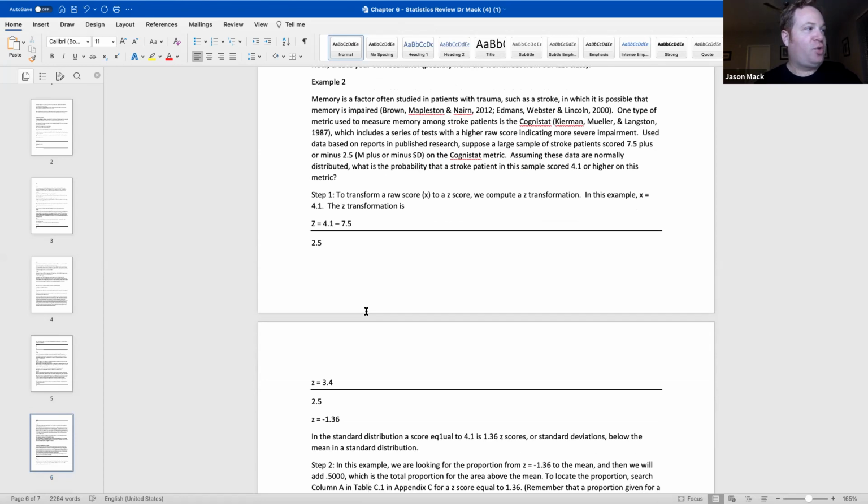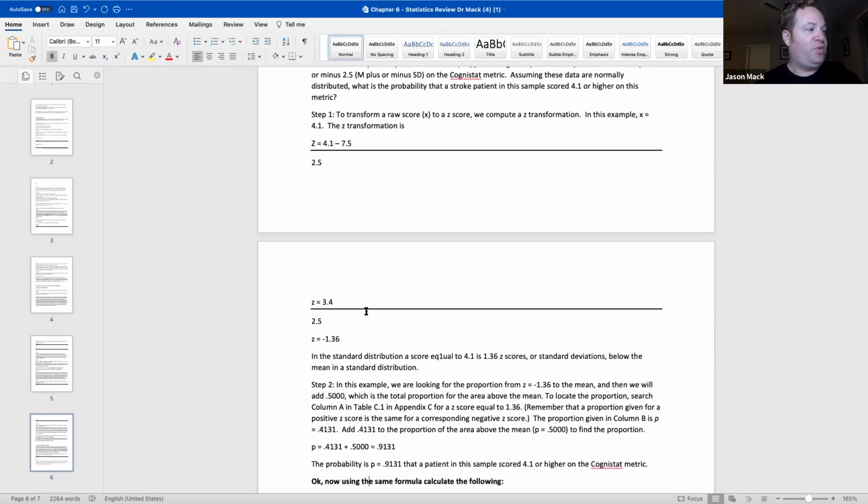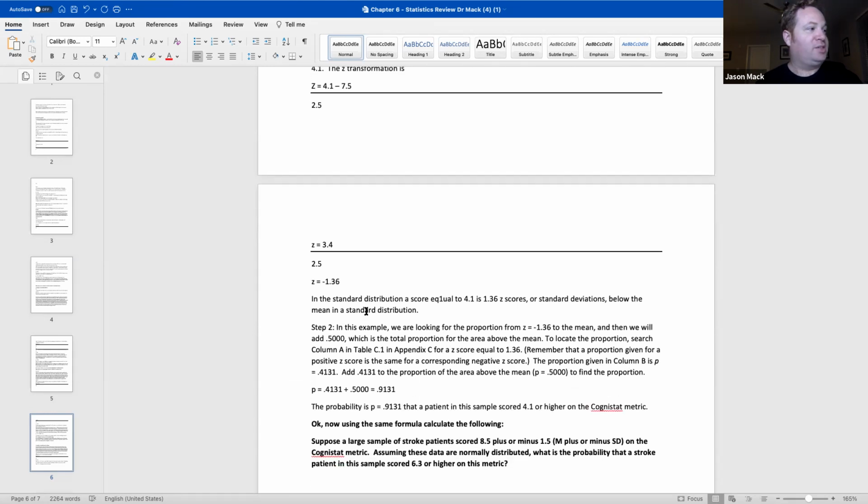In this example, X is 4.1, so Z is equal to 4.1 minus 7.5 divided by 2.5. Therefore, Z is equal to negative 3.4 divided by 2.5. Z is equal to negative 1.36. This would be, of course, negative 3.4. That's how we got there. In the standard distribution, a score equal to 4.1 is 1.36 Z-scores or standard deviations below the mean of the standard distribution.